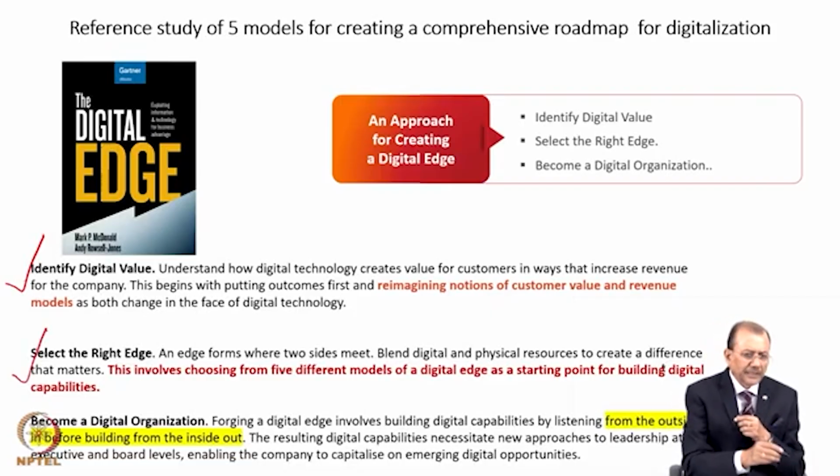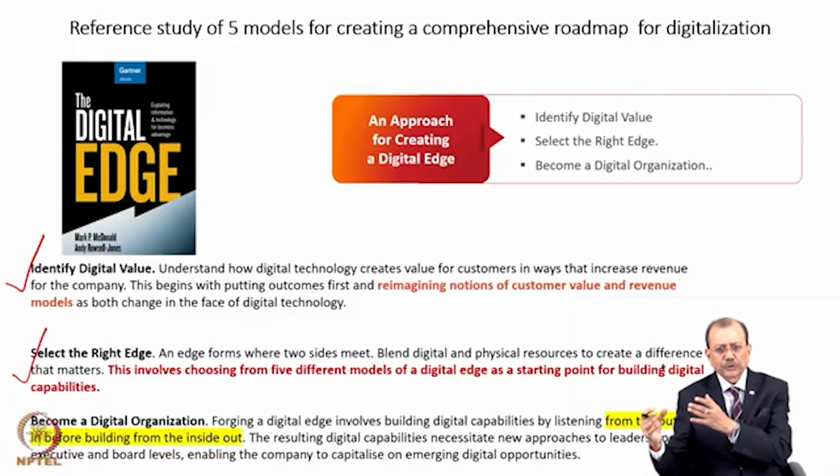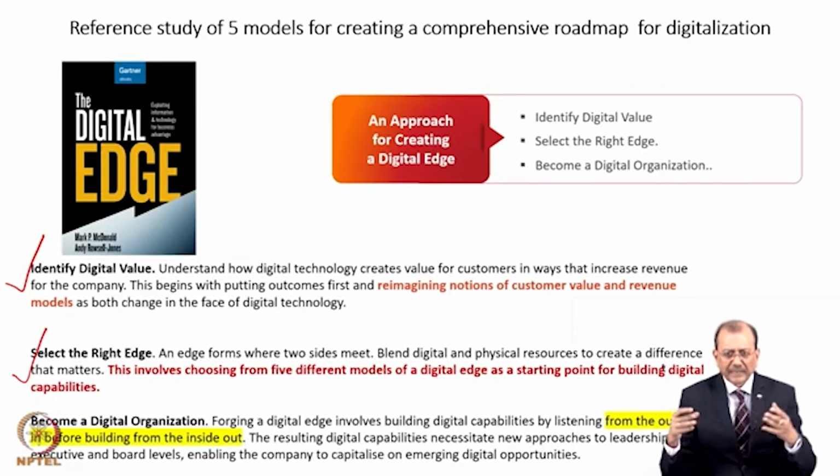Second, to create this value, they should also work on the selection of technologies. That also becomes part of their model, which you will see in a few seconds. Select the right edge from the two sides, meaning blend digital and physical resources to create a difference that matters. Suppose we are serving a customer, creating a customer experience. It involves both things: on one side the customer, what he or she likes, and on the other side the technology which is going to serve that. The behavior of the customer becomes the physical resource, and the digital technology through which you are going to serve that behavior becomes the digital resource. So like that, the blending.